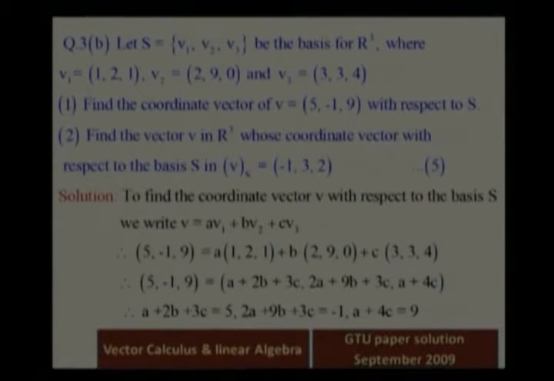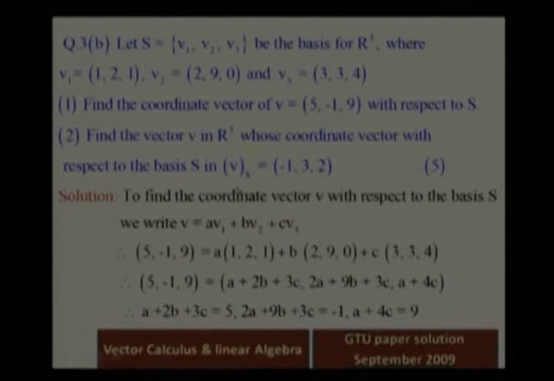Next question, question 3b. Let S = {v1, v2, v3} be the basis for R3, where v1 = (1, 2, 1), v2 = (2, 9, 0) and v3 = (3, 3, 4). The question is, find the coordinate vector of v = (5, -1, 9) with respect to S. And find the vector v in R3 whose coordinate vector with respect to S is (-1, 3, 2). Okay, so let's try to solve this question.